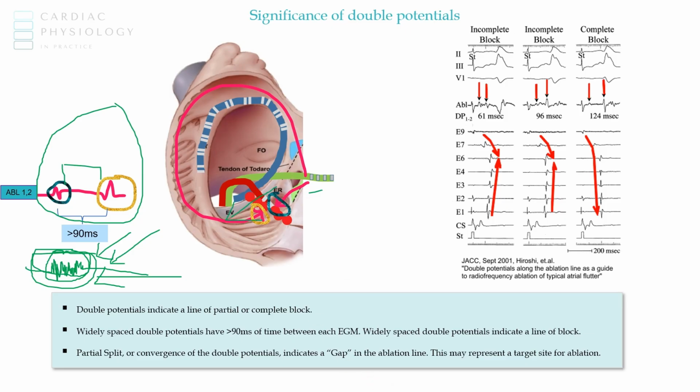What can happen is when we put our catheter here, we can have a widely spaced electrode. But when we put our catheter on the mid CTI, which is close to the gap, the double potential gets closer together, so less widely spaced. And then as we get on the gap, it becomes this kind of signal. So that's really important to know as well.